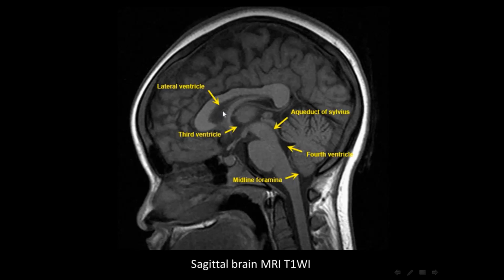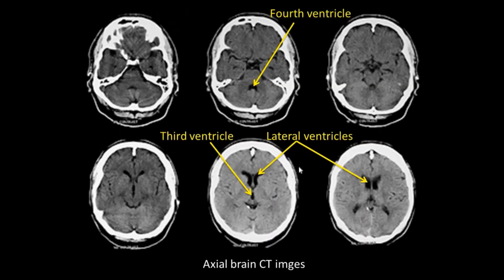The CSF is seen dark or hypointense on T1 MR image. This is the lateral ventricle, the third ventricle, and this is the interthalamic adhesion. This is the adhesion that we mentioned that passes between the two thalami through the third ventricle. This is the cerebral aqueduct, or aqueduct of Sylvius. This is the fourth ventricle, and this is the midline foramen that connects the fourth ventricle with the central spinal canal.